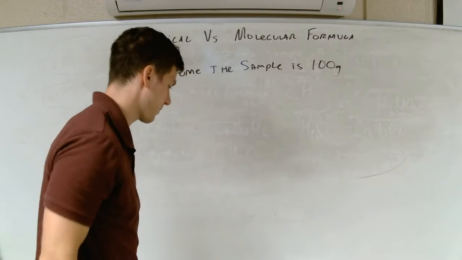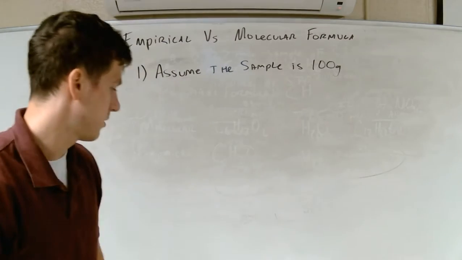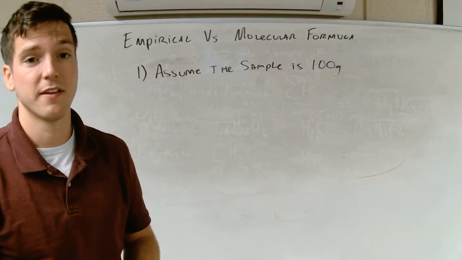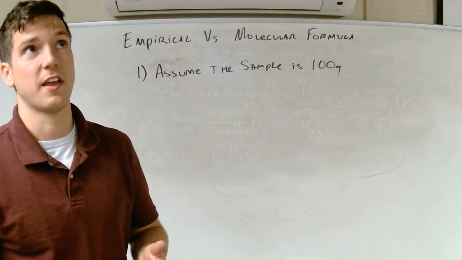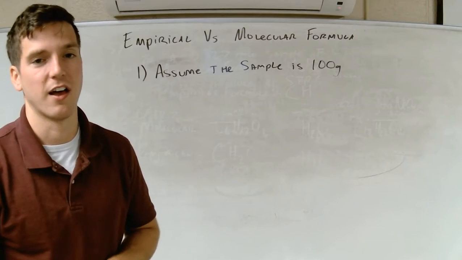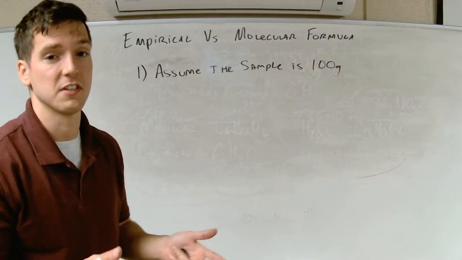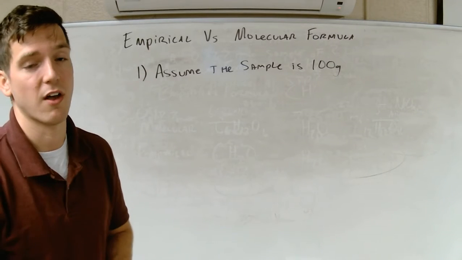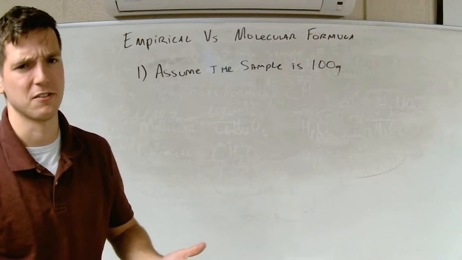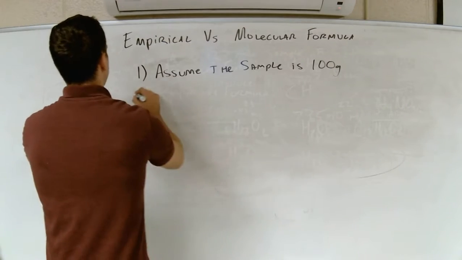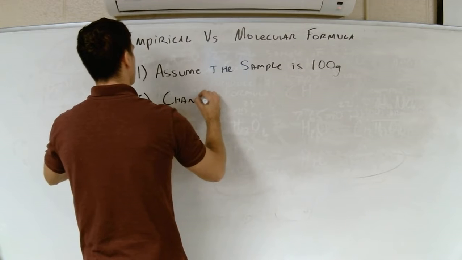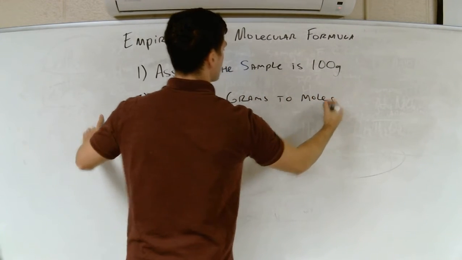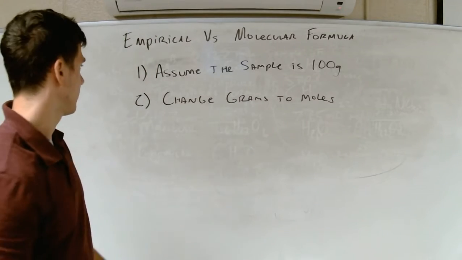Okay? So they might give us like 15% carbon, 45% hydrogen, and 40% oxygen. Okay, so I'll just say 15 grams carbon, 45 grams hydrogen, 40 grams of oxygen. Okay, so I'm just changing those percents to grams. Next thing we're going to do is change grams to moles. Okay, we should know how to do that. We just divide by the molar mass.